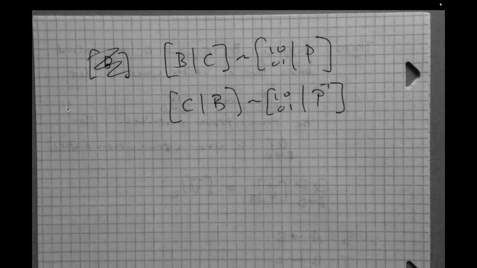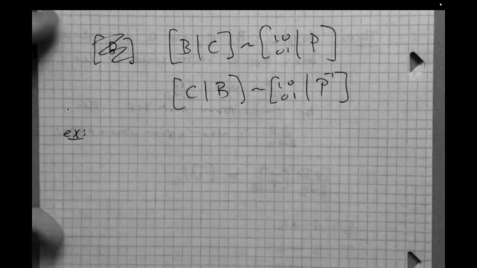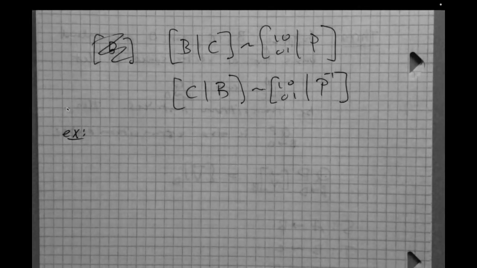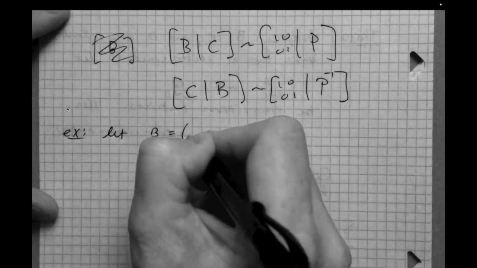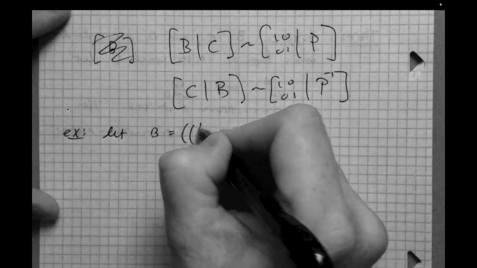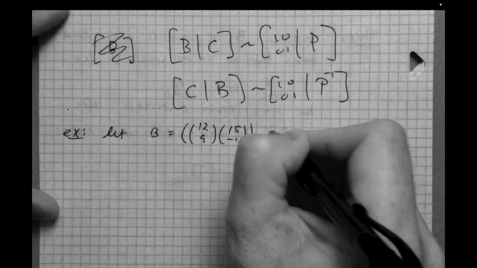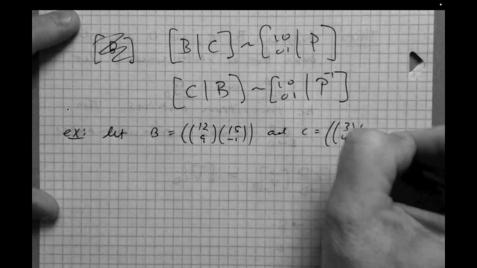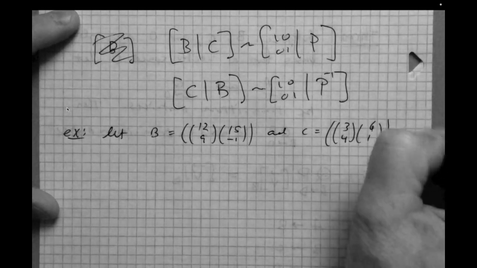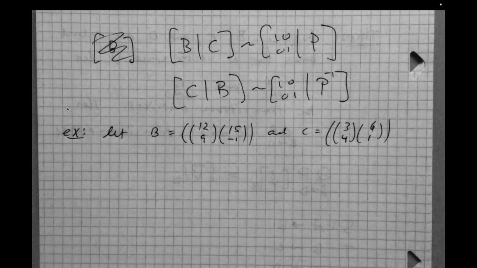Okay, so let's do an example here. This will be the last example. Let's just take a look at what this looks like. We're going to revisit our R2 subspace here. So let B equal (12, 9) and (15, -1), and C equal (3, 4) and (6, 1). And let's calculate the transition matrices.